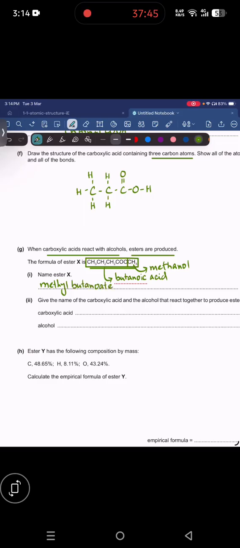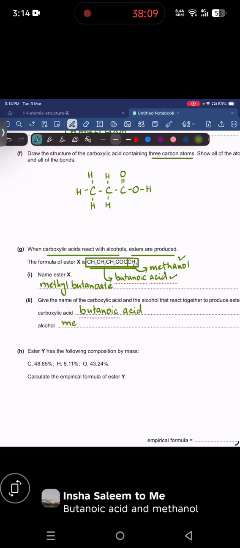Now, give the name of the carboxylic acid and the alcohol, which I have already written above. The alcohol is methanol, and the acid is butanoic acid. Thank you, Insha, for giving the answer.